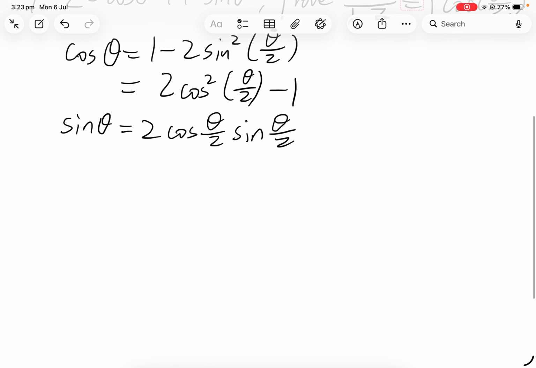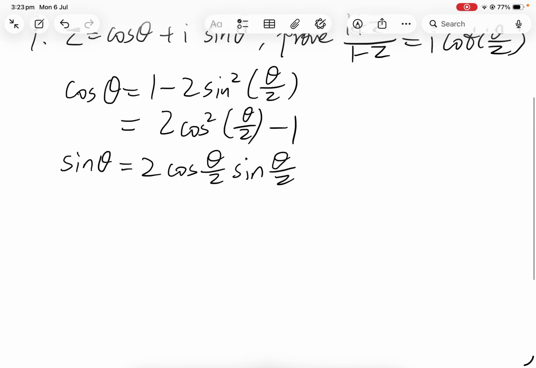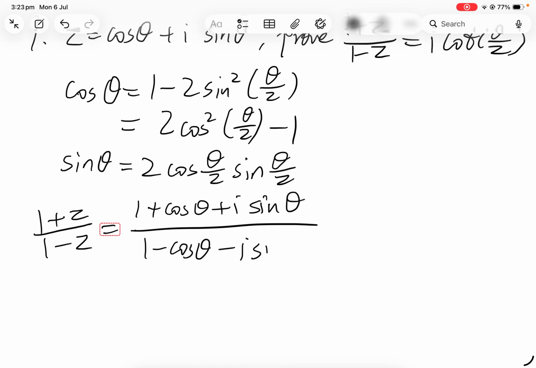And we have to write this in terms of z, which is given here. So 1 plus z over 1 minus z equals 1 plus cos theta plus i sine theta, over 1 minus cos theta minus i sine theta.